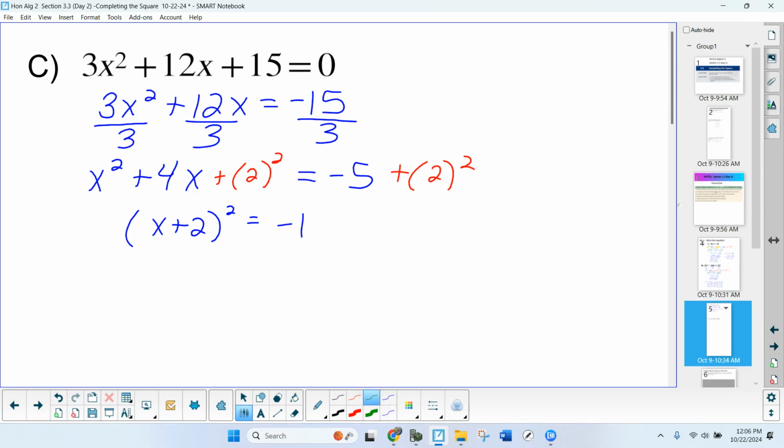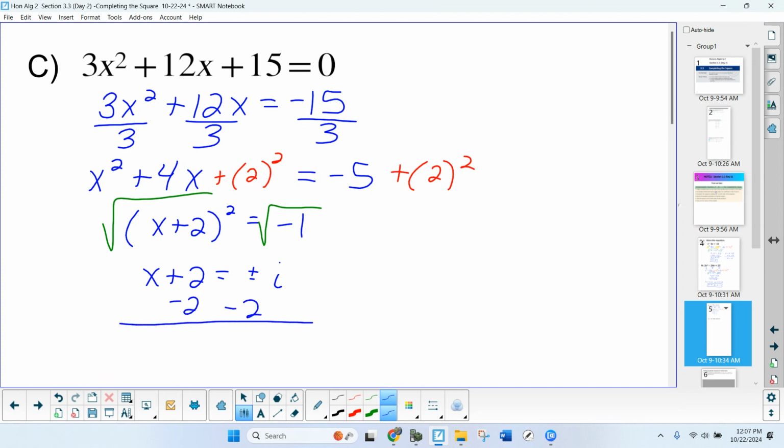What are you going to do now? Square root both sides. When you do, what do you get over here? X plus 2. What do you get over here? I. What do you put out front? Plus or minus. What's the square root of -1? I. Now what do you do? Subtract 2. And when you subtract 2, how do I write my final answer? X equals -2 plus or minus i. Perfect. Okay, questions on C.